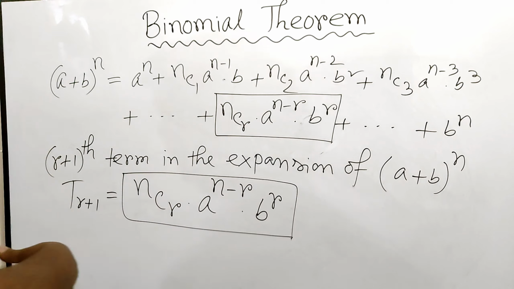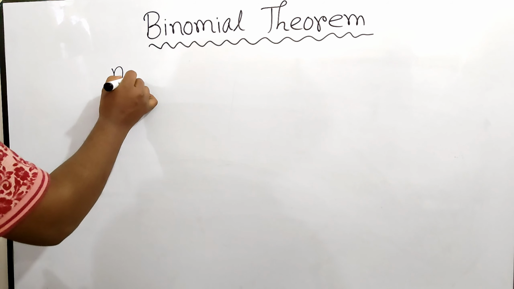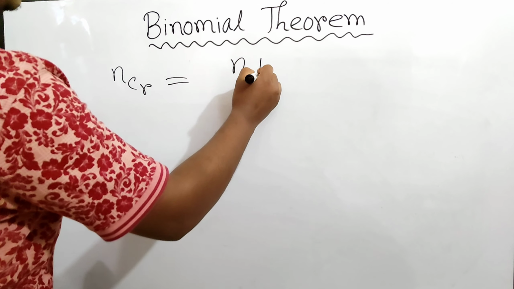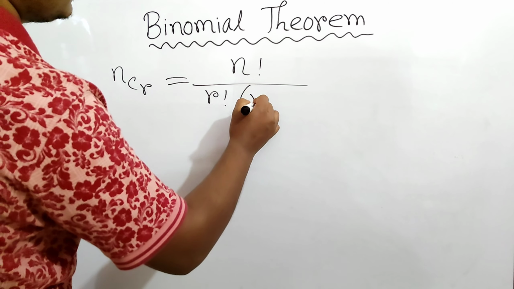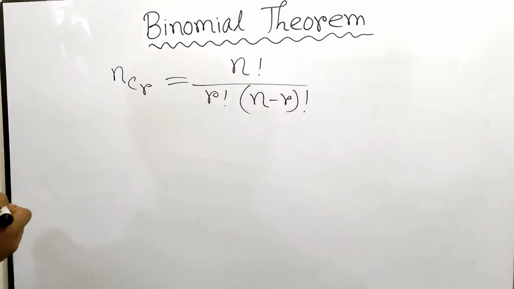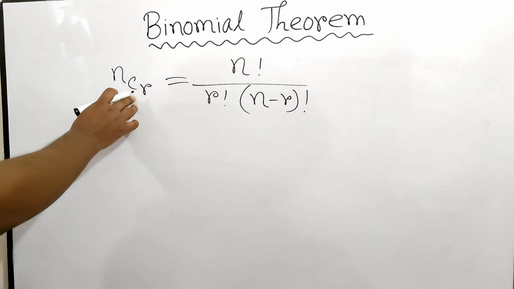Now here the NCR means n factorial divided by r factorial multiplied by n minus r factorial. Okay, so this is the formula for NCR, that is, here C is for combination.